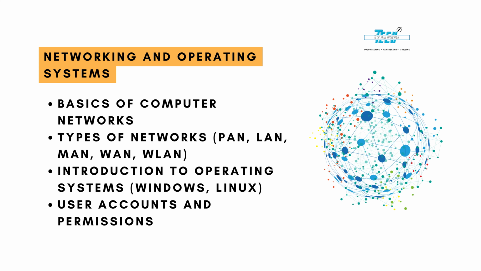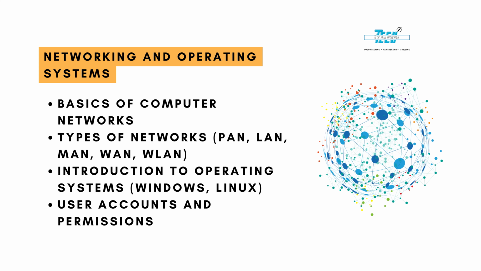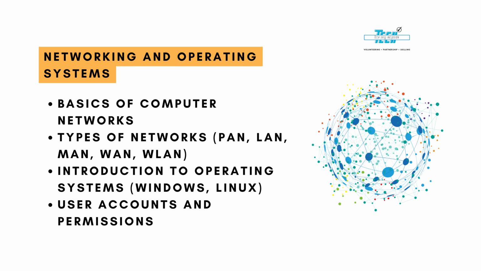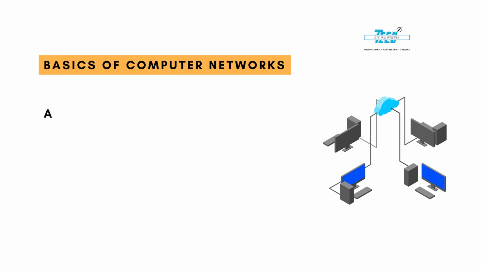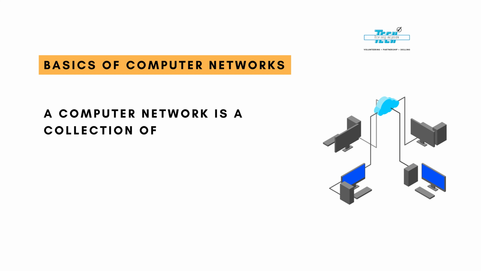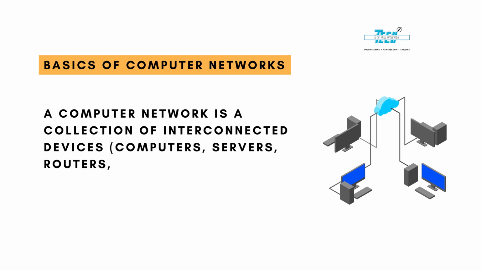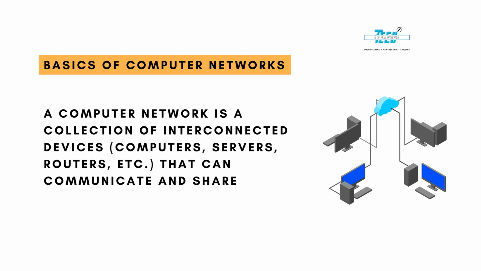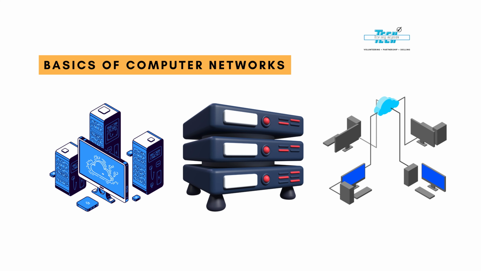What are operating systems? So first is basics of computer network. So what is a computer network? A computer network is a collection of interconnected devices such as computers, servers, routers, your cell phone, just anything that can get connected, that can make use of the internet. So it's a collection of interconnected devices such as computers, servers, routers that can communicate and share resources.